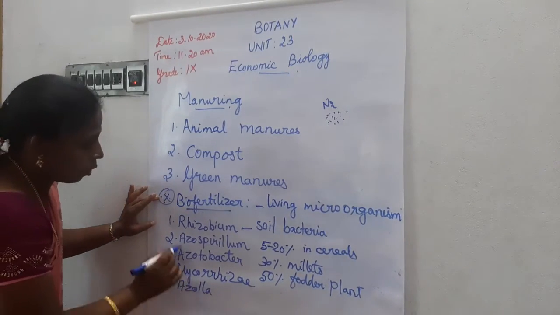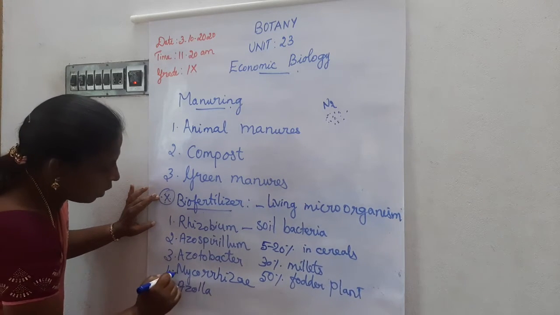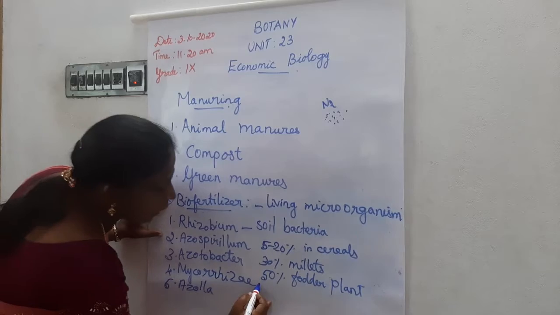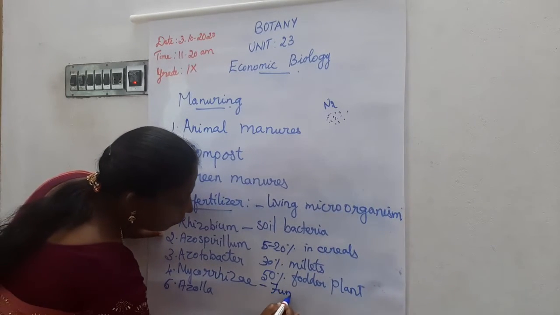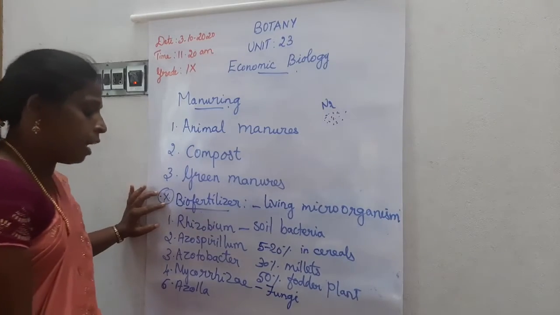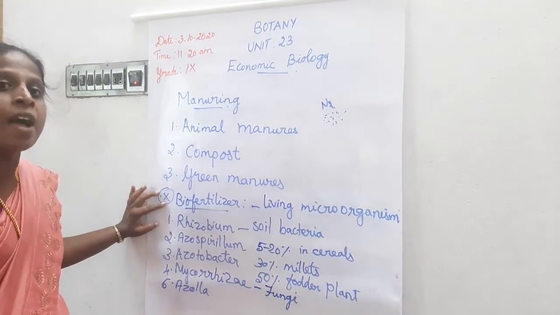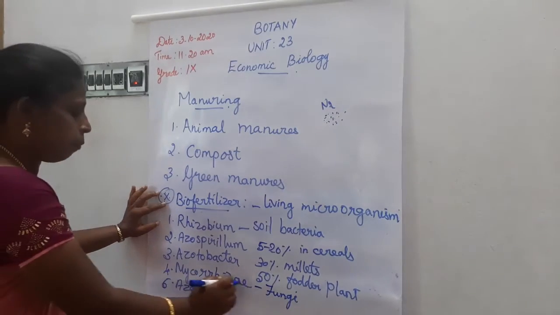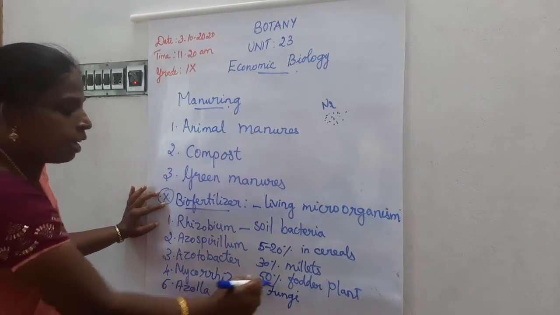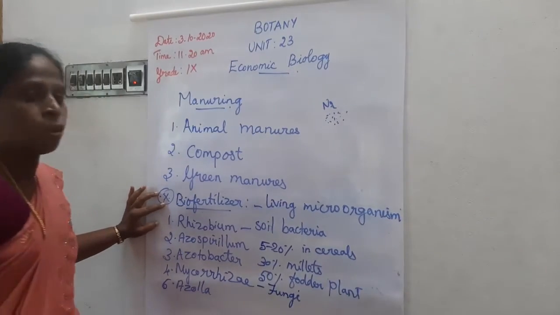Next one is mycorrhiza. The first three are bacteria. The fourth one is mycorrhiza. It is a fungi. It is symbiotically associated with the vascular plants.